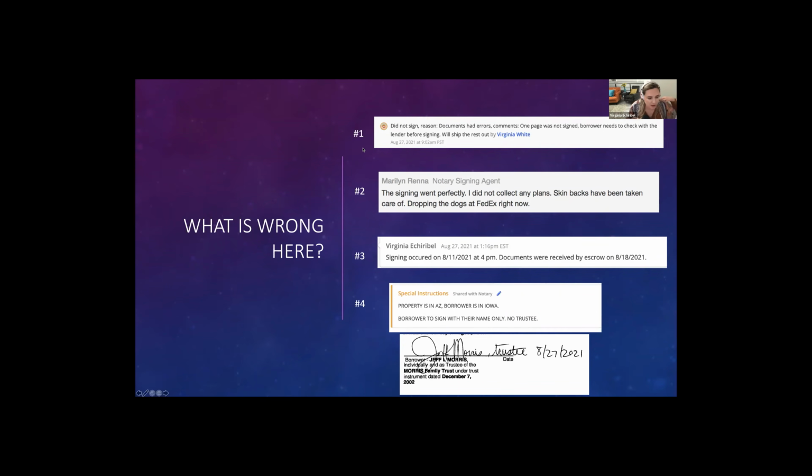So number 1, this is a status update. A notary entered this status after assigning. So she's saying it did not sign. The reason: docs had errors. These are the comments. 1 page was not signed. Borrower needs to check with the lender before signing. We'll ship the rest out. So we marked it as did not sign. And then that was the comment. What's wrong with that? Let's go for Donna.